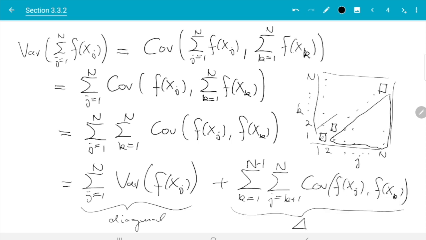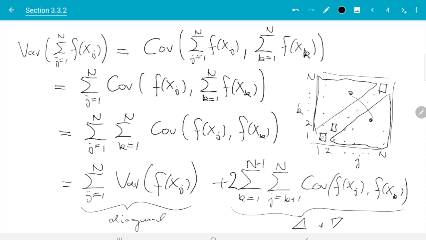And now we also need to do the top left triangle, but the covariance is symmetric. That was the last property I wrote. So covariance f of xj, f of xk equals covariance f of xk, f of xj. So it turns out every element in the upper half has the same value as the mirror image element in the lower half. So what we can do is we can just write a 2 in front, and then we have covered the upper triangle at the same time.